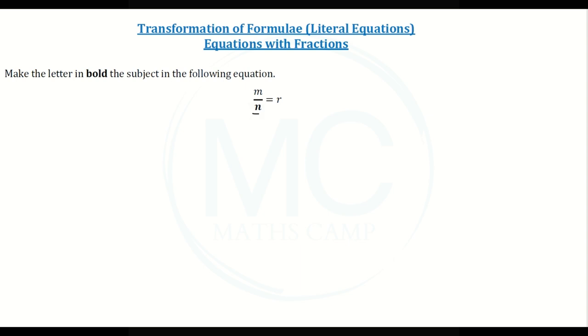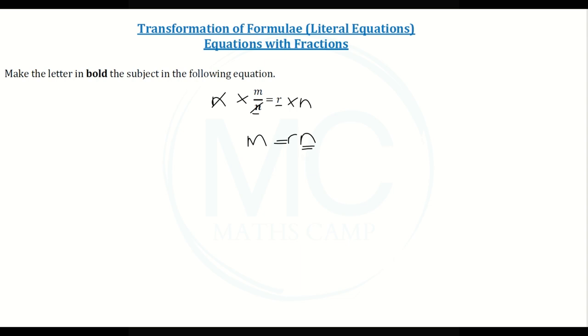M is our bold letter, but it's in the denominator of the fraction. Here we have r, which could be r over 1. So let's multiply both sides by n. So multiply by n over here and multiply by n over here. On the left side, the n's will cancel and we're left with m is equal to r multiplied by n.